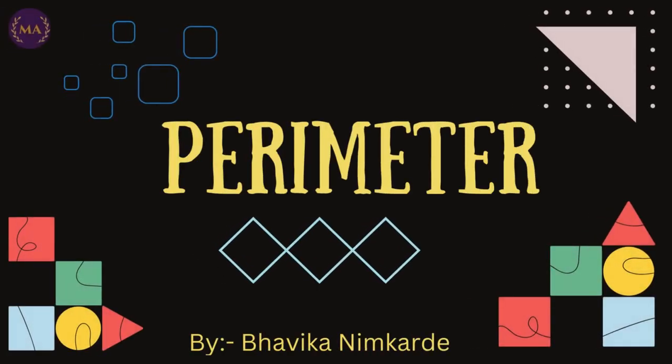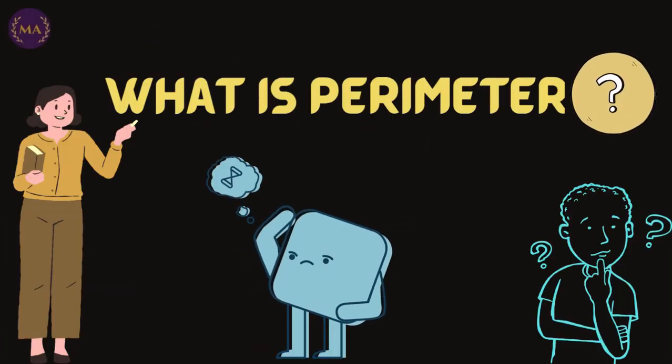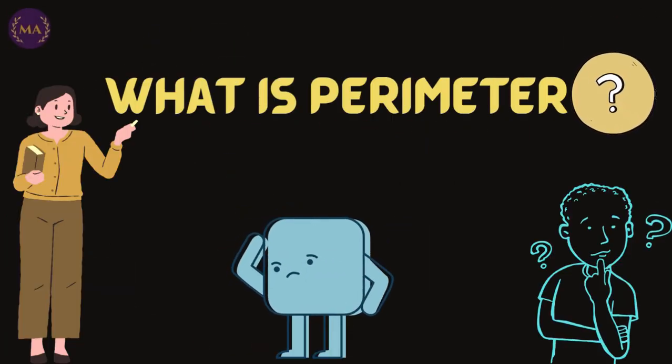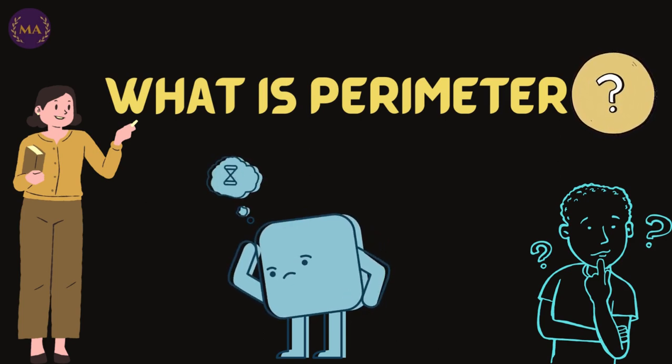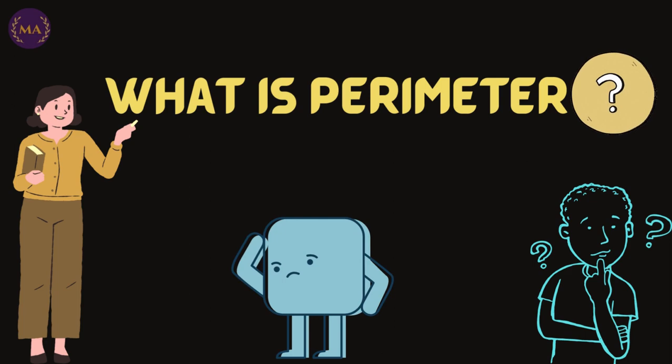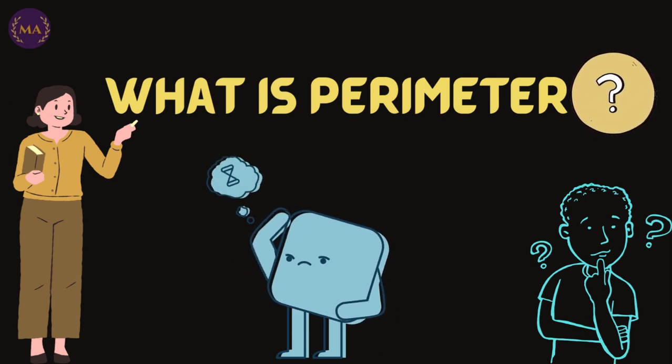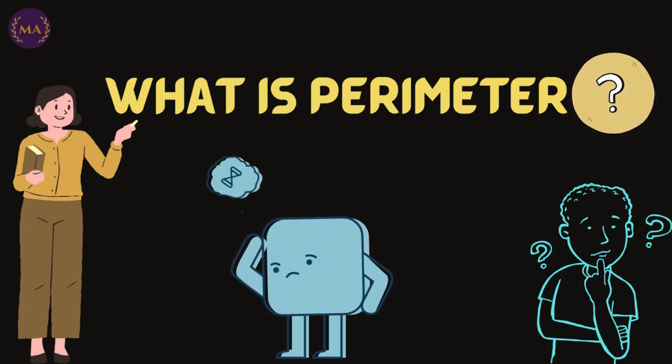Today's topic is perimeter. So, students, what do you mean by perimeter? What is perimeter? Perimeter of any closed figure. It can be a rectangle, it can be a square, any closed figure. What do you mean by perimeter? Can anyone answer?